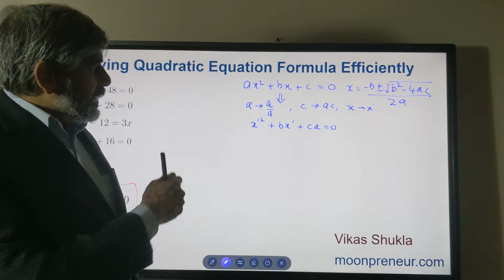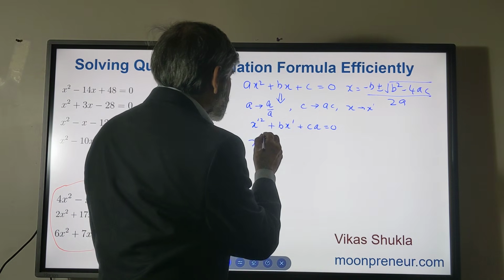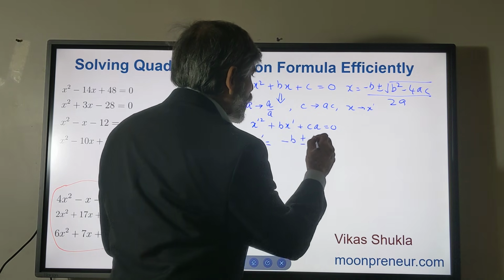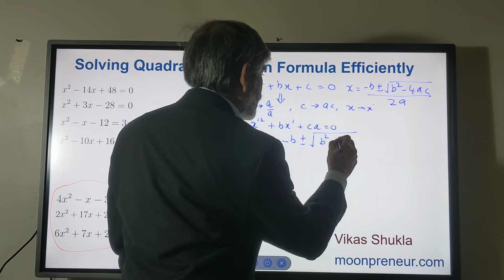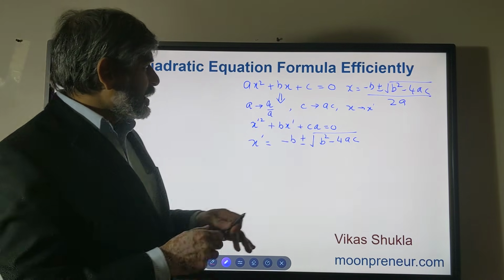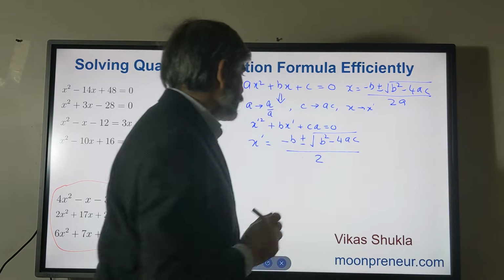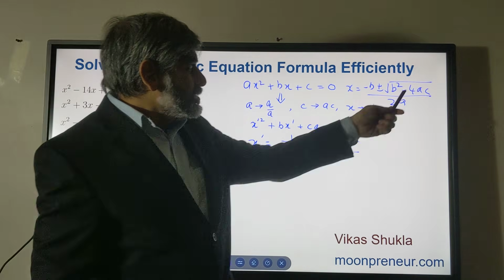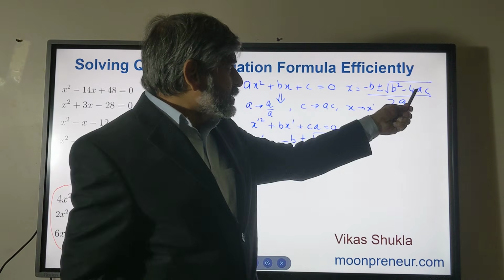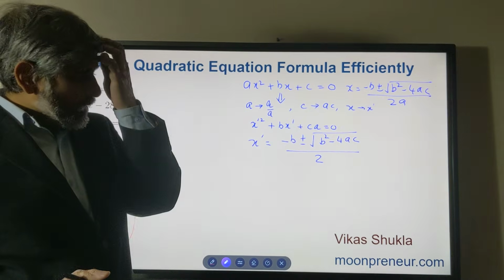It will become clear in the next step why this method works at all. The solution to this equation is x dash equal to minus b plus minus square root of b square minus 4ac, and remember this whole thing did not change, and then this is divided by 2. What was happening is, in this equation we replaced c by ac, so this term does not change.